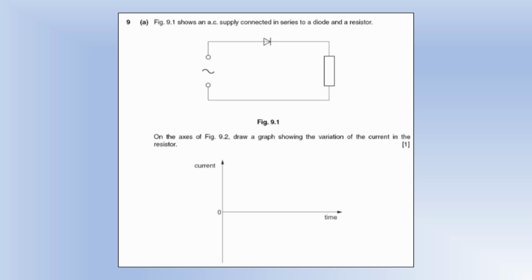So the diagram shows an AC supply connected in series to a diode and a resistor. On the axes, draw a graph showing the variation of the current in the resistor. So because we've got the diode, it's going to chop off any current going in the negative direction, if you like. So we're going to get a graph that looks like this, and the diode has essentially rectified or filtered out the negative section.